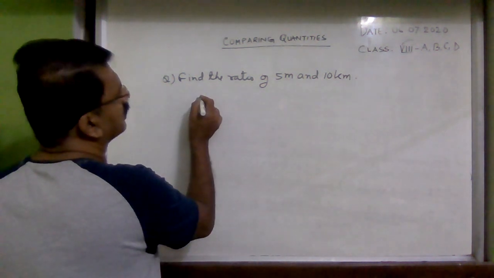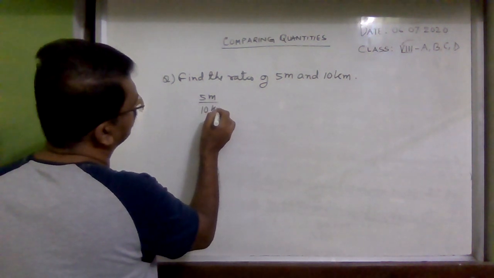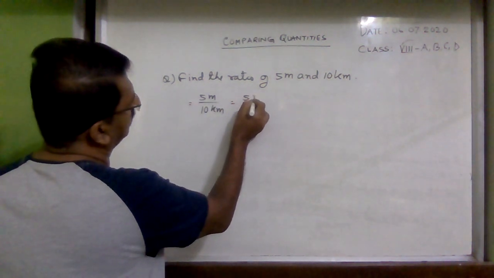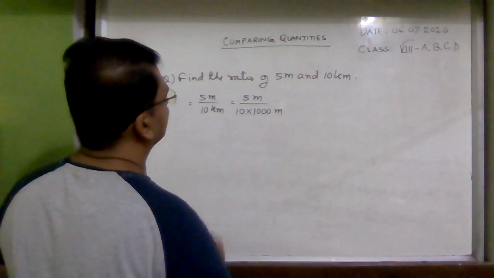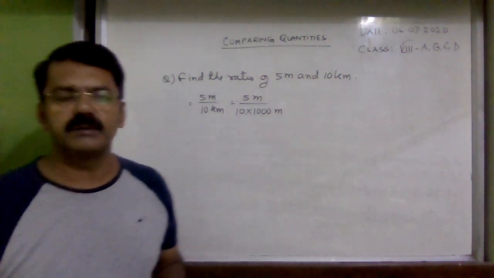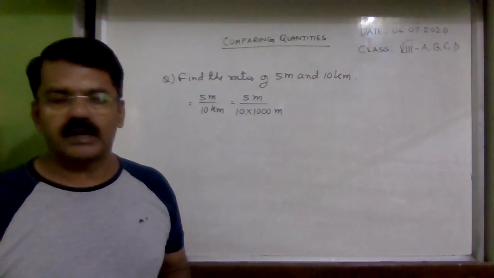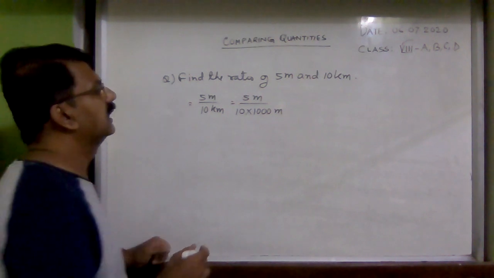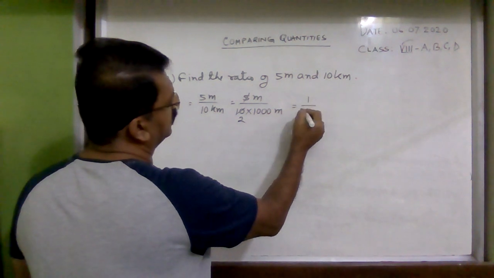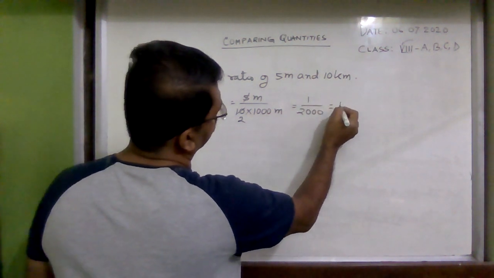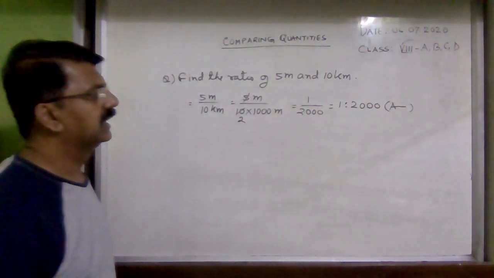So 5 meter upon 10 kilometer. 5 meter upon 10 into 1000 meter, because you know that in 1 kilometer we have 1000 meters. So it is easier to convert kilometer into meter. So just multiply it by 1000. So 10 into 1000 meter. Now cancel by 5. So now the units are same. So it is 1 upon 2000, or you can say 1:2000. The answer is 1 is to 2000. That is your answer. Clear?